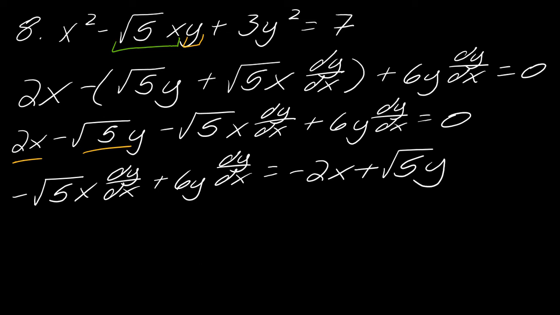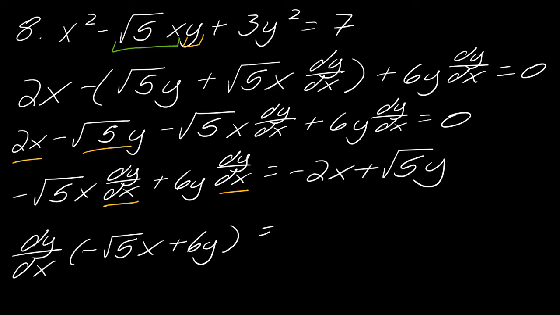And then I can factor out these dy/dx's. So now I've got dy/dx times the negative square root of 5 x plus 6y, and then negative 2x plus square root of 5 y. Let me just erase all that. Okay, and so now we're in the home stretch here. So I'll clear a little bit of space here.